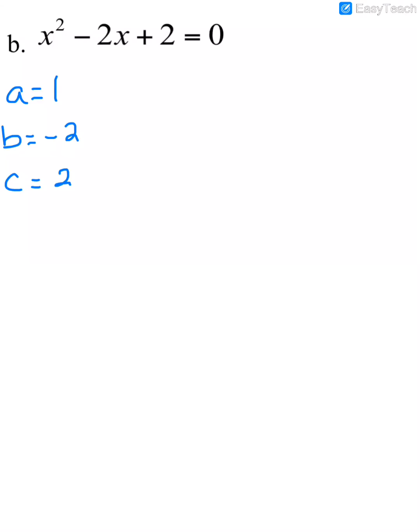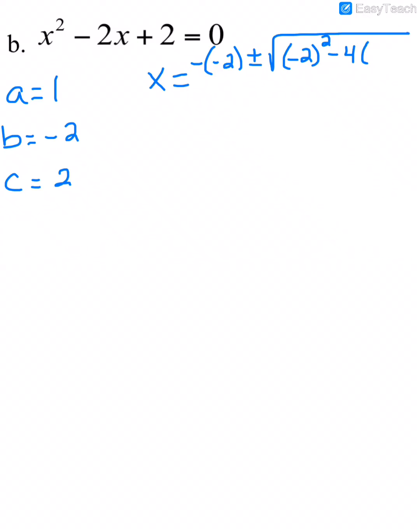And c is 2. Okay, so let's plug this into the quadratic formula. x equals negative b. Now my b is negative 2, so it's negative negative 2 plus or minus the square root of b squared. Now anytime your b is negative, you've got to be careful with the signs. Make sure that you plug it in parentheses. So that's negative 2 squared, negative 2 in parentheses squared, minus 4 times a, which is 1, times c, which is 2, all over 2 times a, which is 1.